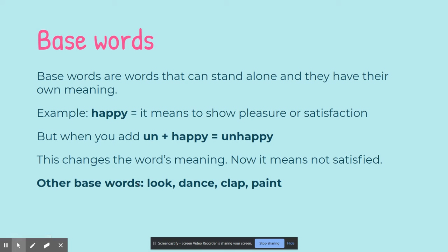So other base words, we have look, dance, clap, paint. These are four examples of base words. Remember, base words are just words that can stand alone. When you see the word alone, you know what it means. Paint, you know what that means. Clap, you know what that means, right? So these are words that they can stand on their own and they have their own meaning.